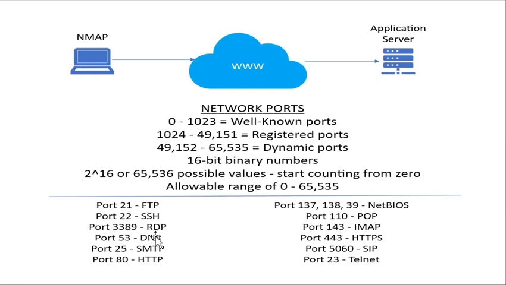So, below here are some well-known ports. Port 21 for FTP, 22 SSH, 3389 RDP, and so on. 53 for DNS, 23 for Telnet, 5060 for SIP, 443 for HTTPS, and so on and so forth. So basically, this is what we have when we're talking about ports. And when you are running your Nmap, you might see one or two of these ports open on the server you are scanning.